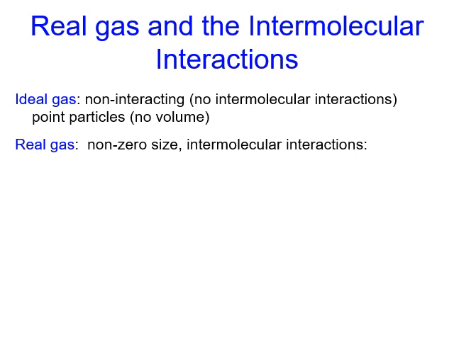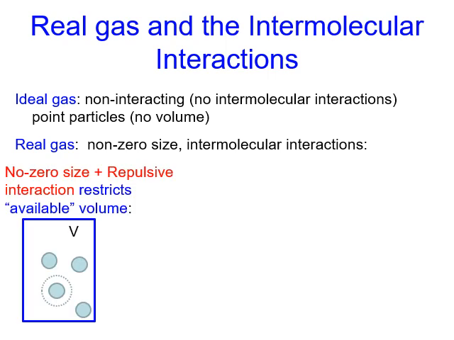Since ideal gas has no intermolecular interaction, but real gas does have intermolecular interaction, if we add this interaction into the ideal gas law, we may be able to derive an equation of state for non-ideal gas. So let's look at the consequence of these intermolecular interactions. First, let's look at the repulsive force.